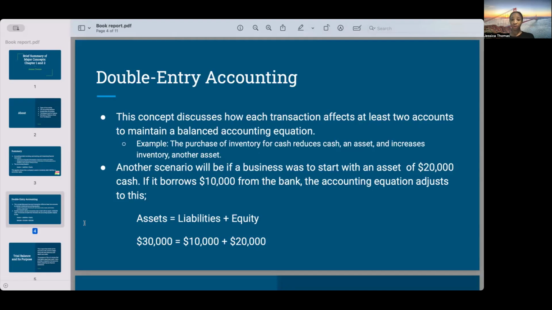Another scenario numerically will be if a business was to start with an asset of 20,000 cash, and then they were to borrow 10,000 from the bank, that becomes debt, so that's liability, and the accounting equation will be 30K that the company is starting with based on the money that they borrowed and the starting capital. But dividing that, the starting capital will be the equity, which is 20,000, and the money borrowed would be the liability, which is 10,000.